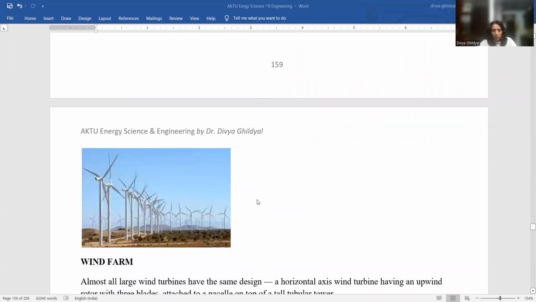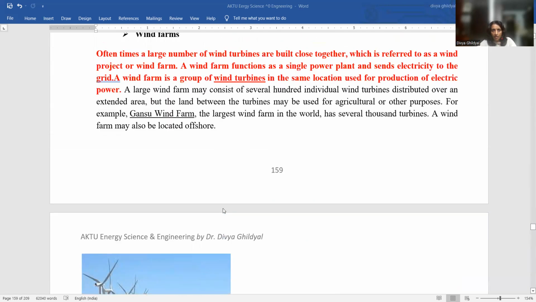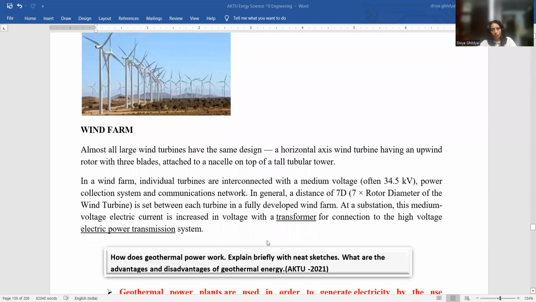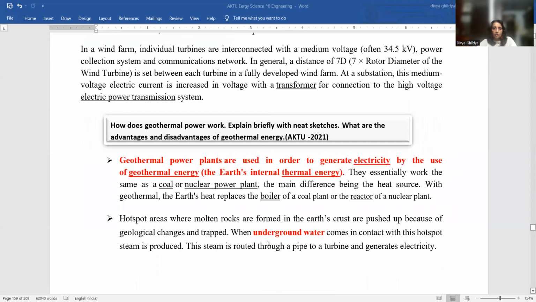Wind farms, look at this picture. Can you see a large number of wind turbines in one place? This is known as a wind farm. So a large number of wind turbines built close together is referred to as a wind farm, and this sends electricity to the grid. Or you can say a wind farm is a group of wind turbines in the same location used for production of electricity.